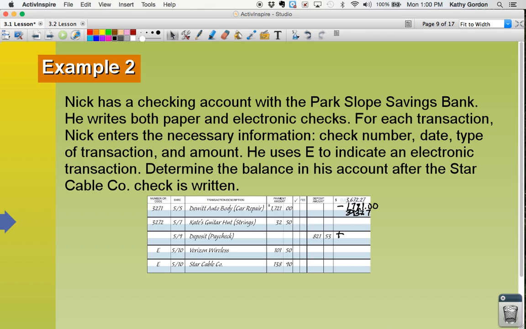The answer you put on the... Actually, what goes on? Yes, answers go on blue. That's your new balance, and what you're actually adding or subtracting goes on the white.